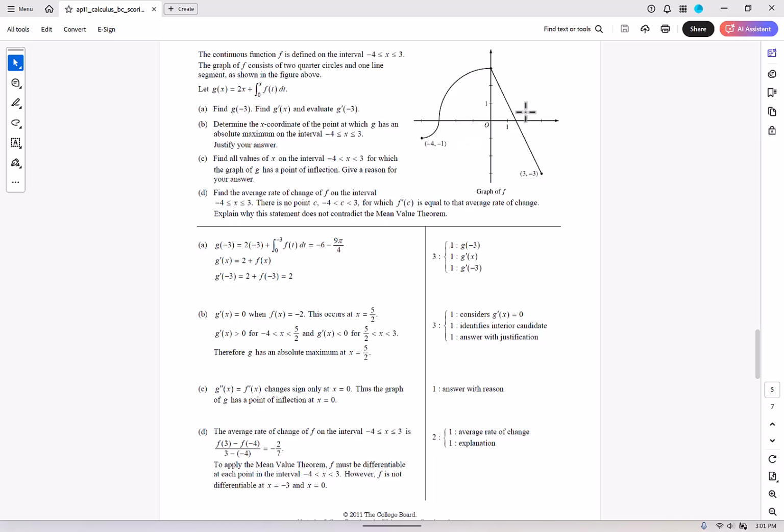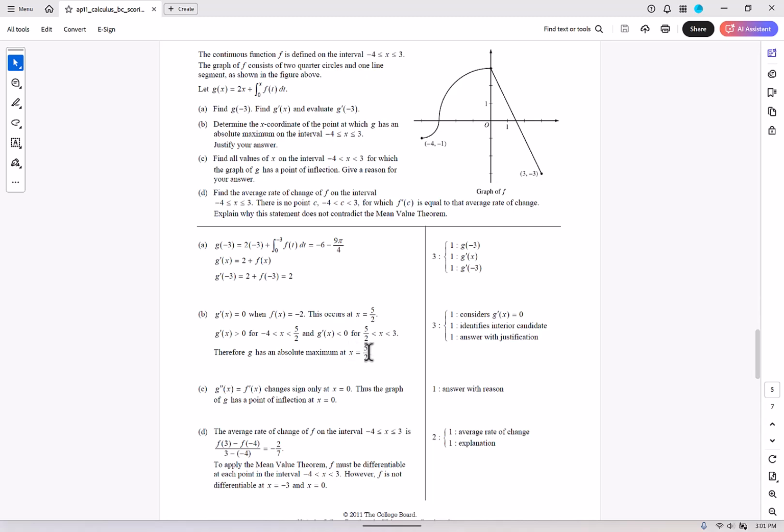Which is negative 2. I found it by finding the equation of that line and then seeing where that equaled negative 2. But yeah, there it is. And then g prime is positive on the interval between negative 4 and 5 halves. G prime is negative from 5 halves to 3. Therefore, g has an absolute max at x equals 5 over 2.